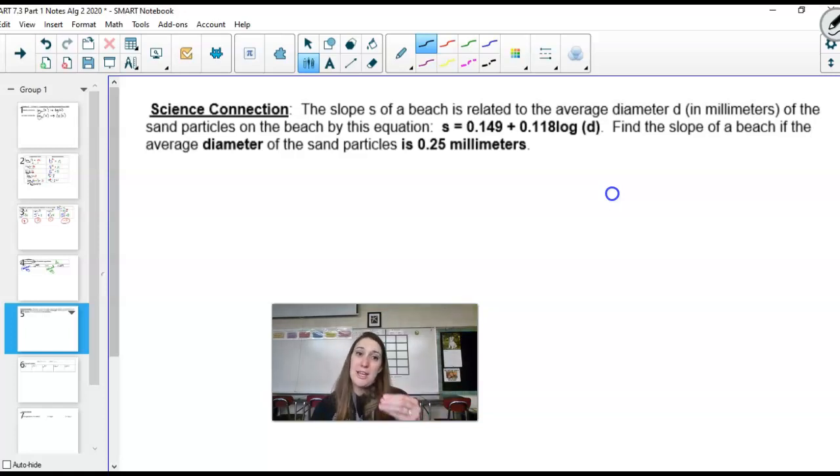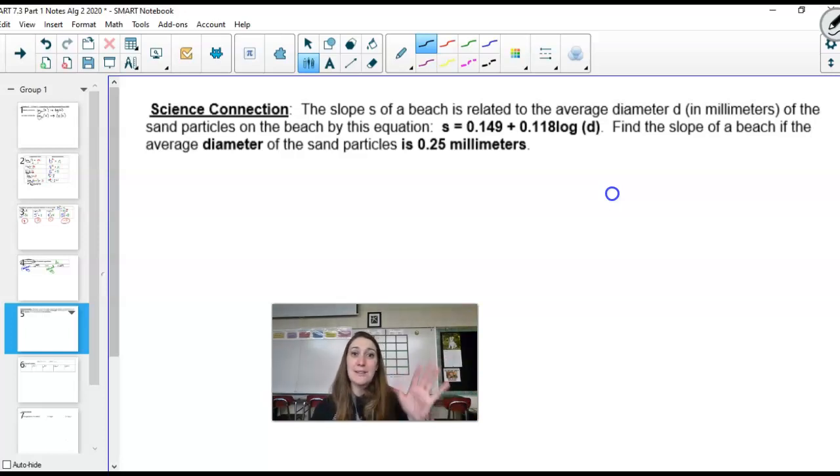So this is actually a thing where someone would come in and test the sand particles and measure them. They have a specification, I guess, for the slope of the beach. It has to be between this value. And if it's not, then they have to make adjustments to the beach, either bring in sand or, I don't know what they do exactly, but they have to change it.